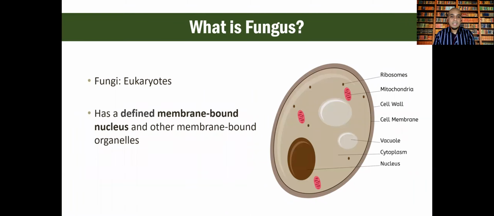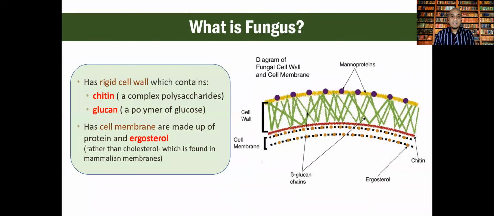Before we go further, let us see what is actually a fungus. Fungus is a eukaryotic organism, meaning that it has a defined membrane structure with nucleus and other organelles. Fungus has cell wall and cell membrane. It has a rigid cell wall, which contains chitin, a complex polysaccharide, and glucan, a polymer of glucose. Its cell membrane is made up of protein and ergosterol, and these two structures are very important to know because they are among the targets of our antifungal drugs.